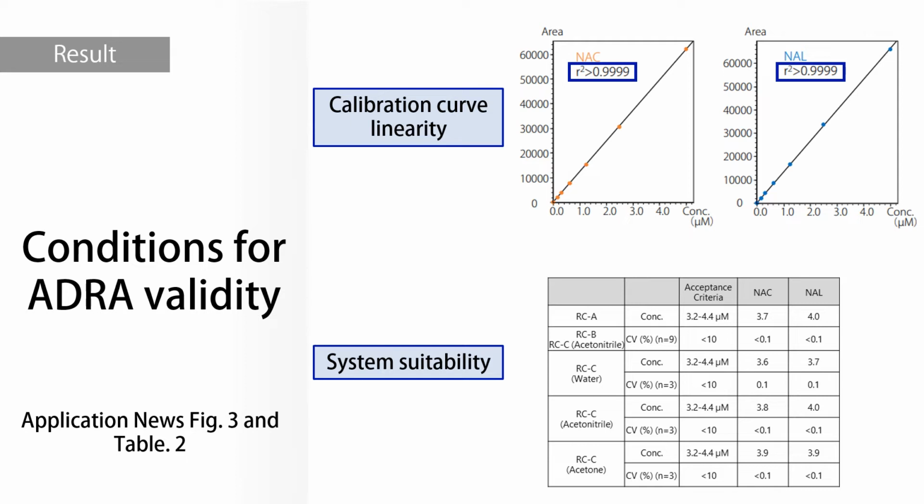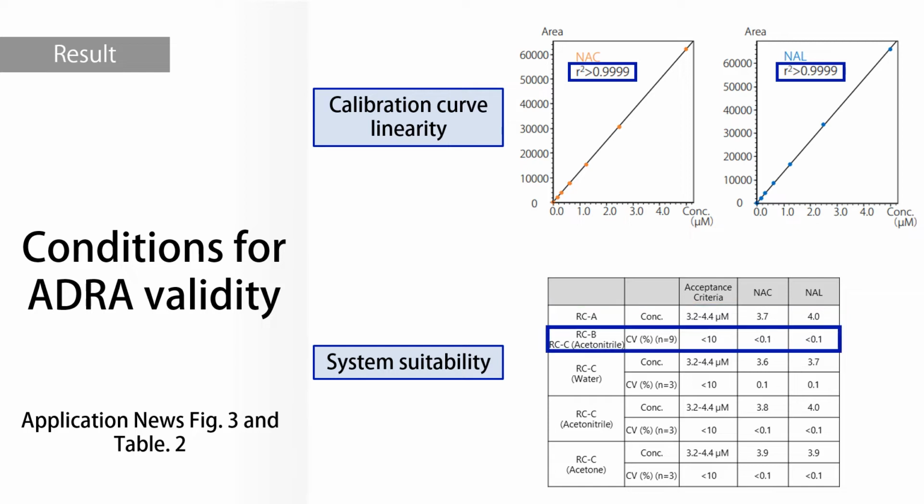In the linearity evaluation of the calibration curve, R² should be greater than 0.99. Good results were obtained for both NAC and NAL components. The results of the system suitability check using the reference control also satisfied the specified conditions. The system suitability check consists of three different controls. Reference control A verifies that NAC and NAL are at the specified concentrations.